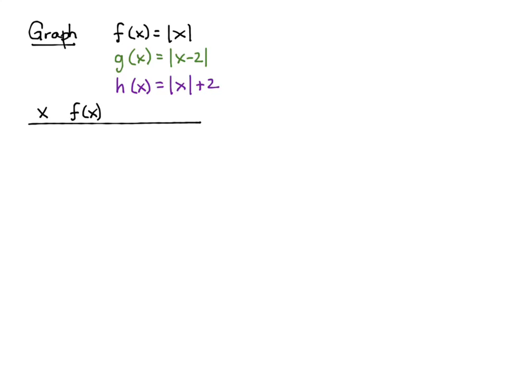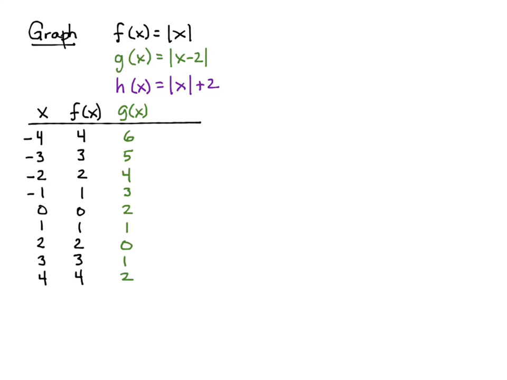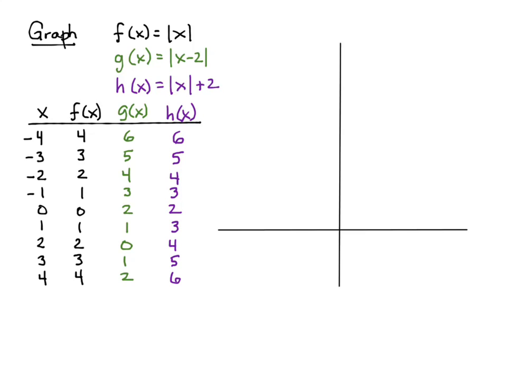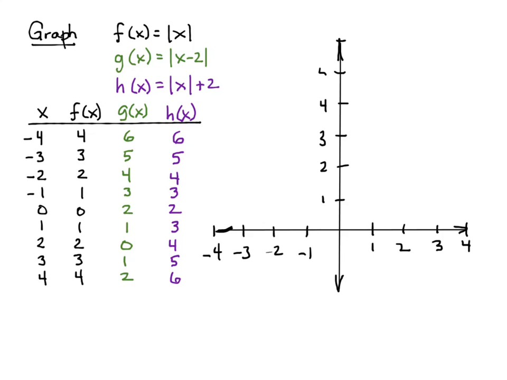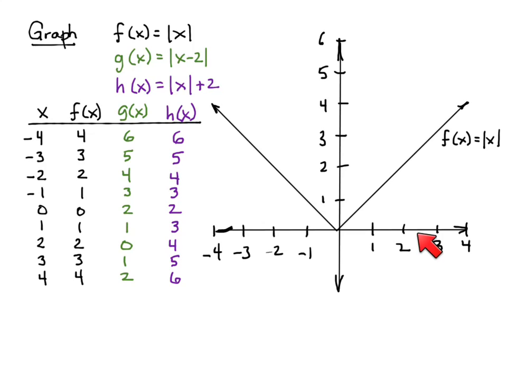And so I made a table of values for x, f, g, and h, and started to plot them. So for f at x, we have the familiar V here. You take 2, and that corresponds to 2. Or you take -3, and that corresponds to 3 on the right side.